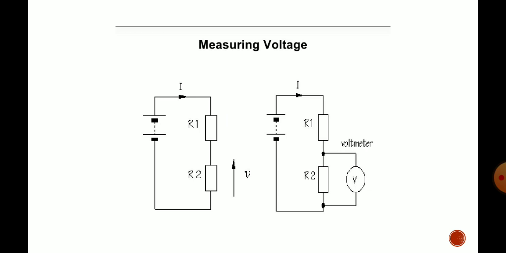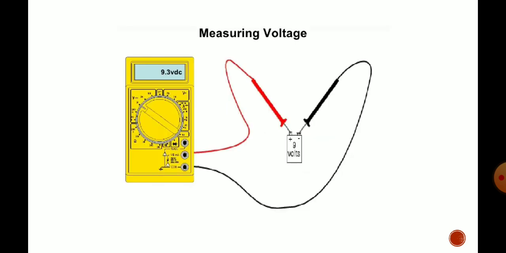Measuring voltage. This is the diagram. We measure the voltage from digital multimeter. This is the battery, resistance R1 and resistance R2. Voltage is always measured in parallel of the circuit. Measuring voltage. This is a 9-volt battery, and voltage should be measured without load. The multimeter shows 9.3 volt DC without load.